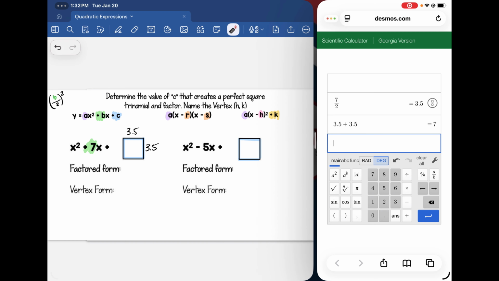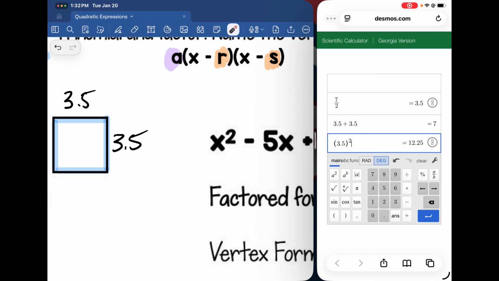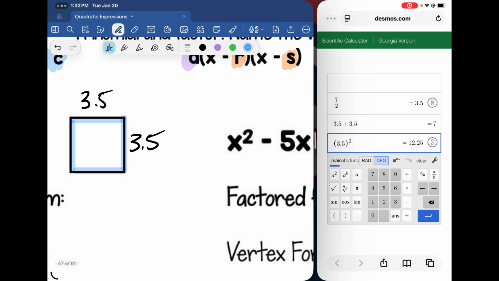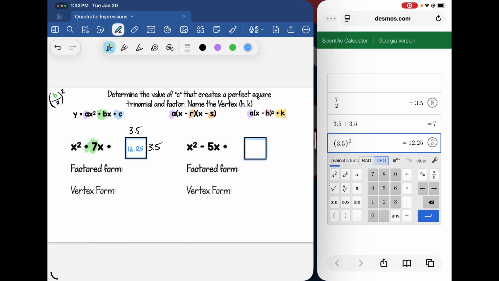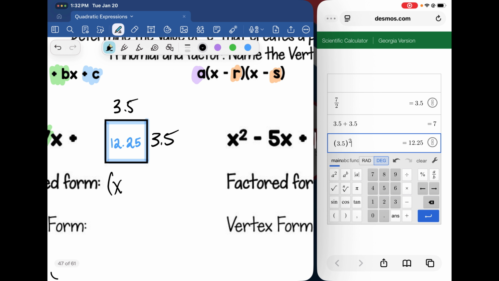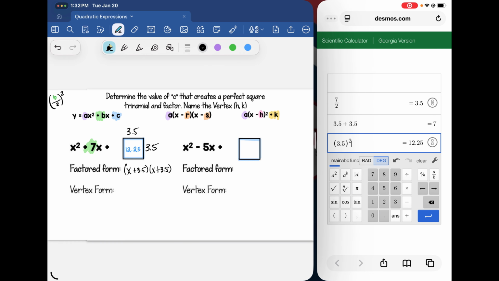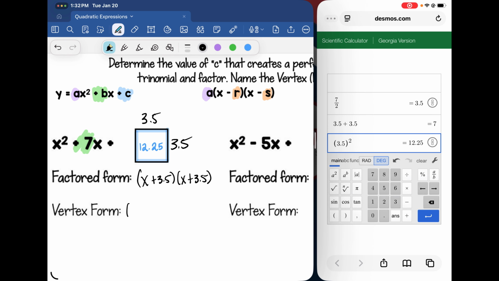But what does 3.5 squared give me? 3.5 squared gives me 12.25. That means the number that will complete this square is 12.25. So what would my factored form be? My two parentheses: x plus 3.5 times x plus 3.5. Well, what will my vertex form be, because I have two of the same parentheses? x plus 3.5 squared.